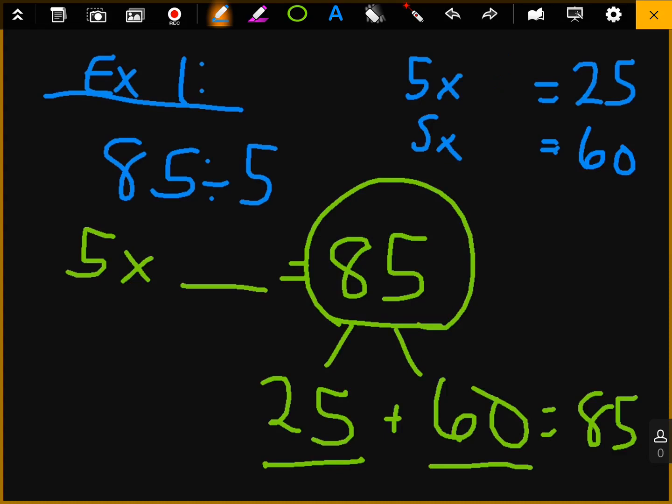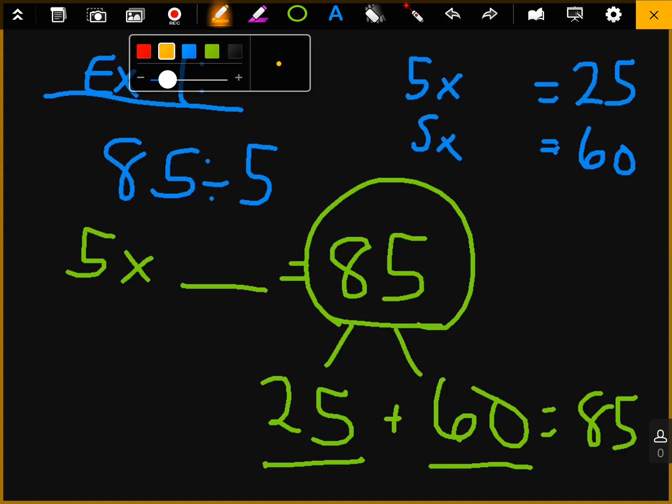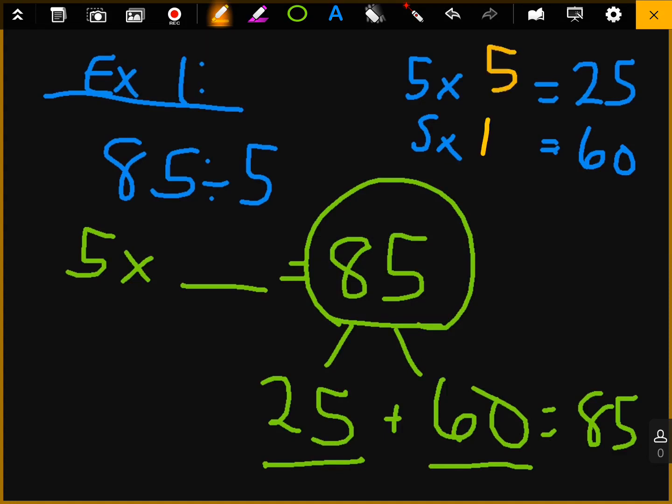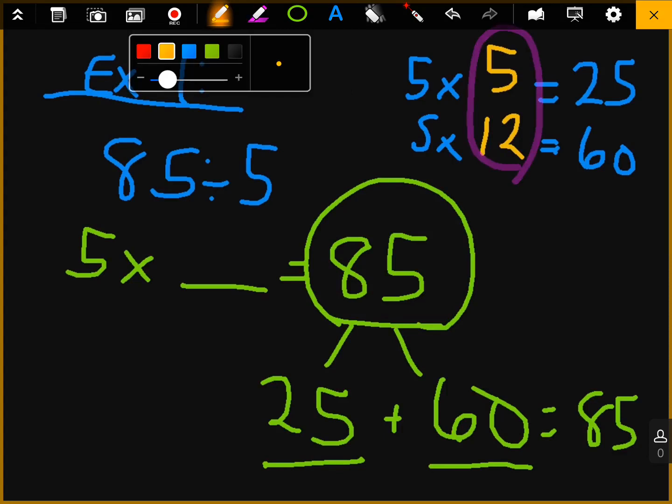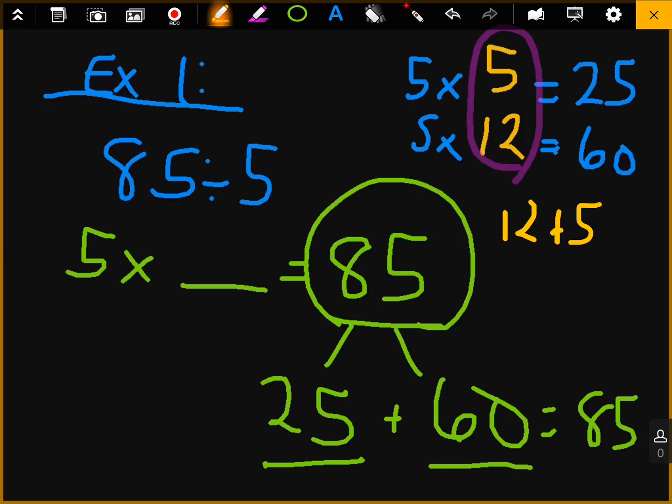Okay, and actually I'm going to put that in a different color. 5 times 5 is 25, and 5 times 12 is 60. And that brings us to step 3. Add the factors that you used. We're going to add these two factors together. So, 12 plus 5 equals 17.